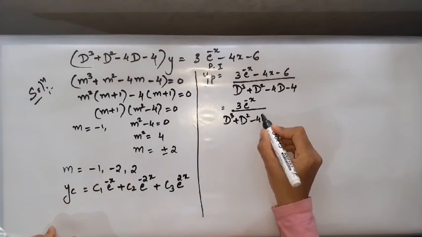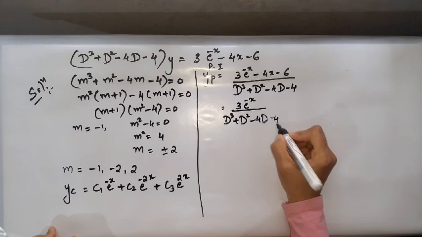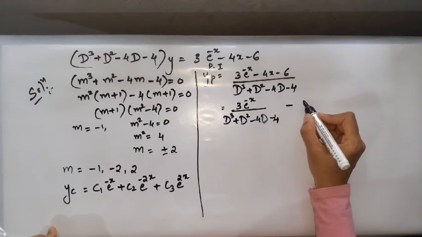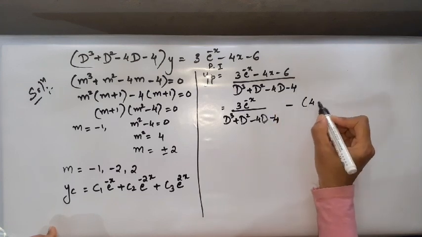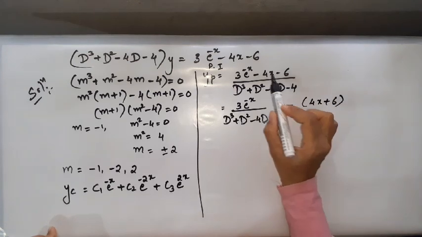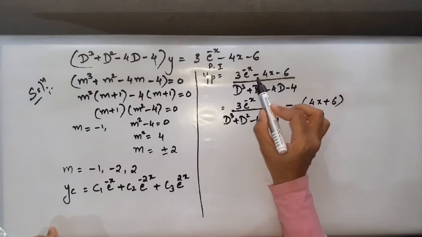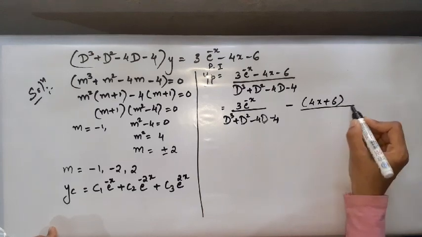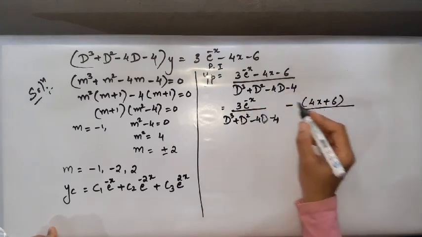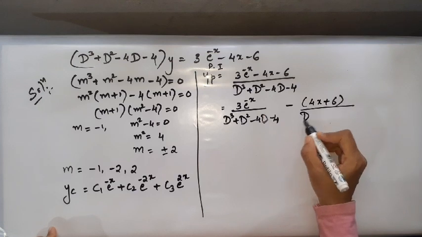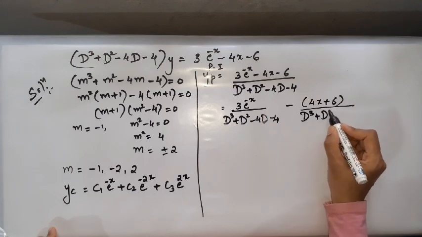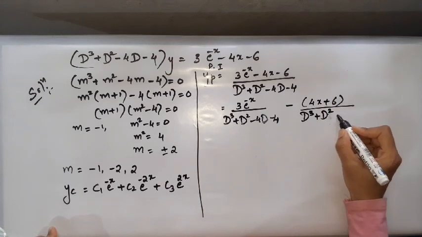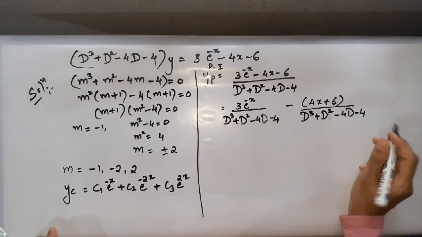So minus 4d minus 4, minus. I'll take the minus sign outside, it becomes 4x plus 6c. You can take the minus sign common from these two terms. So you will have the minus sign common, take it outside, it becomes minus, then divide with the same denominator, that is d cube plus d square minus 4d minus 4. Is it?